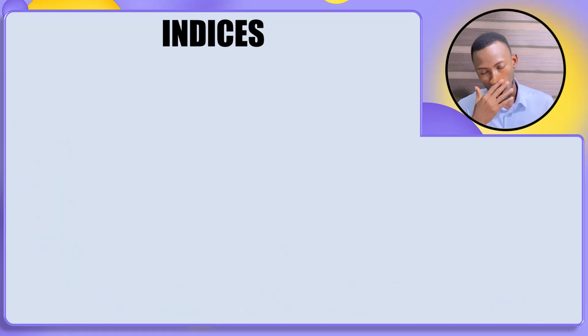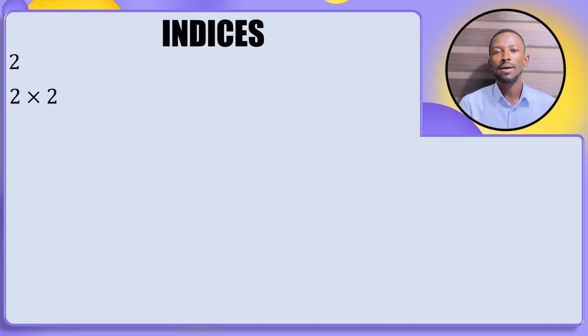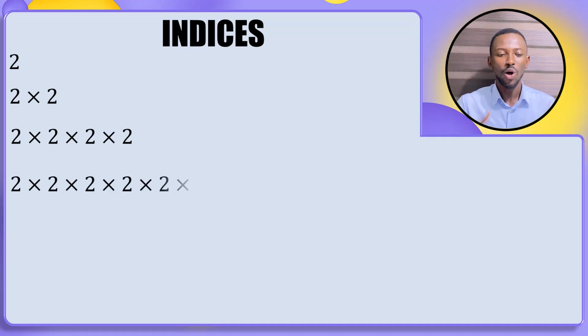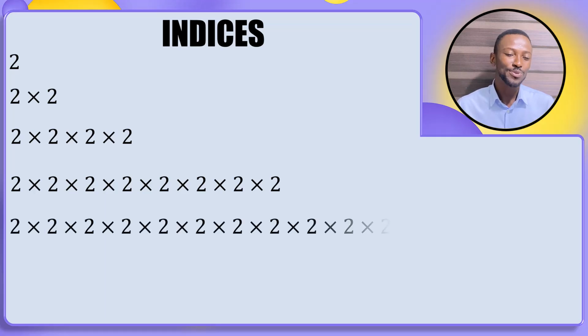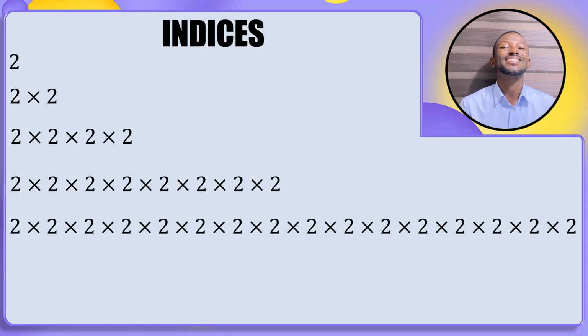So now imagine that you write 2. And then you write 2 times 2. That means the 2 has doubled to become 2 times 2. Then 2 times 2 has doubled to become 2 times 2 times 2 times 2. And then you double this one too. It becomes 2 times 2, 8 times. And then you double that to become 2 times 2, 16 times. So at each level, you are doubling.